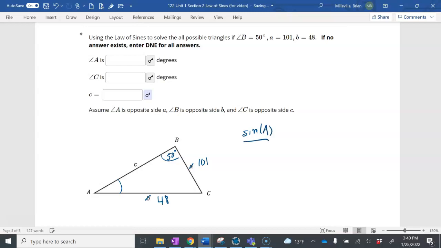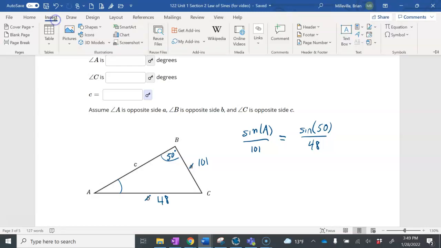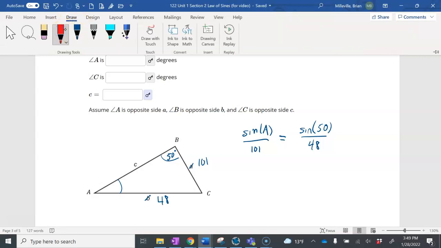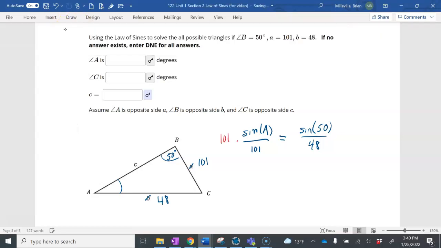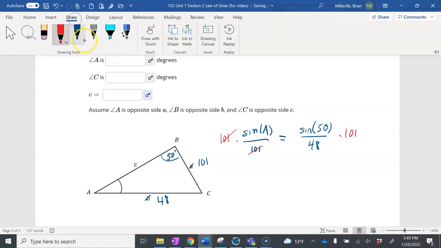So sine of A over a, which I'm going to substitute in as 101 just to save time here, is going to equal sine of the angle B, which is 50 degrees, divided by side length b, which we're told is 48. Now our goal here is to find A, so we're going to multiply both sides by 101 next. To clear the fraction out, I'm going to multiply both sides of this equation by 101. We're dividing by 101, so that cancels it out.